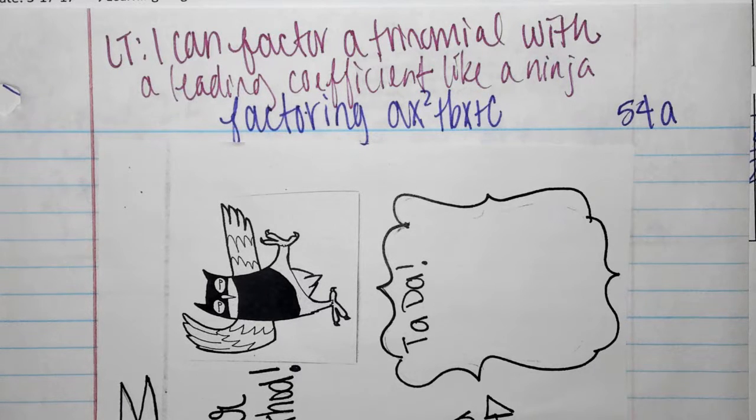What is the greatest common factor? Yep. And what do you take on the variable? The smallest exponent. Fantastic. All right, when we're factoring a trinomial, what do we do?